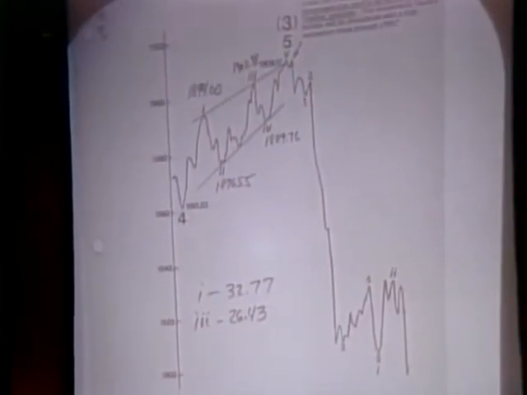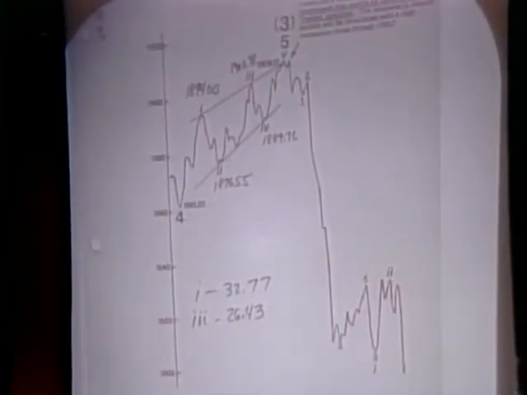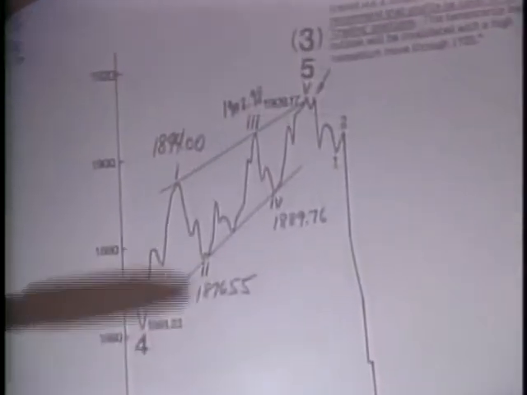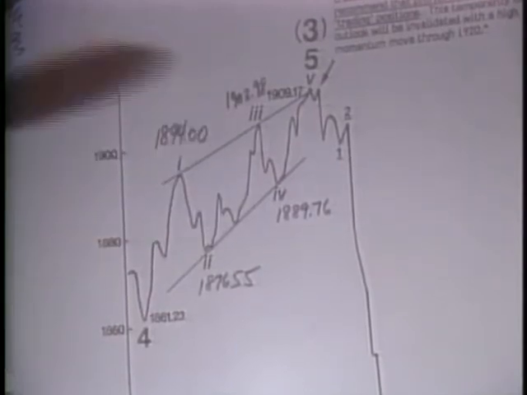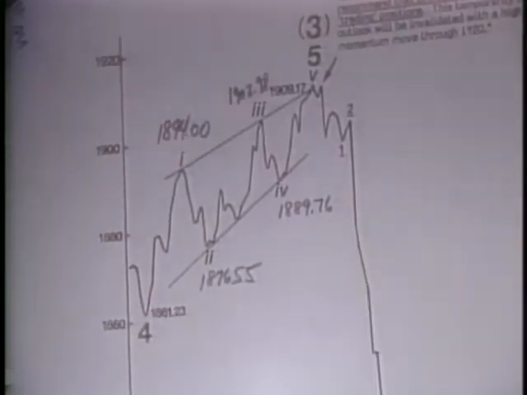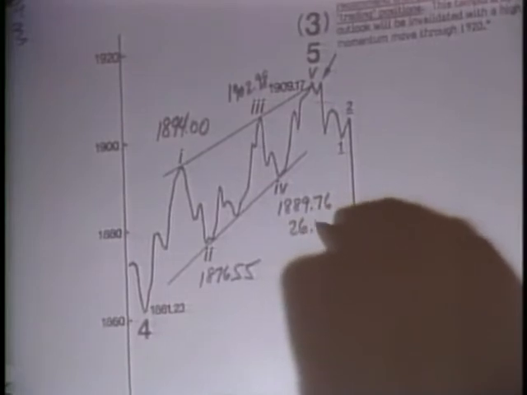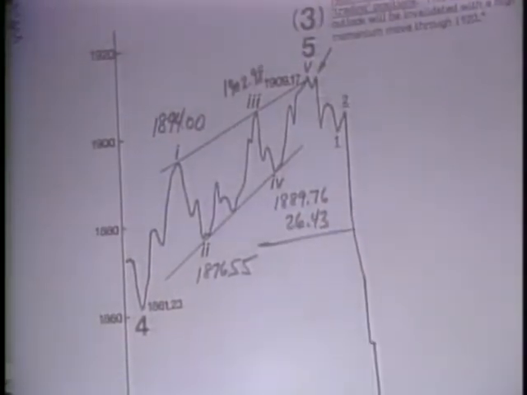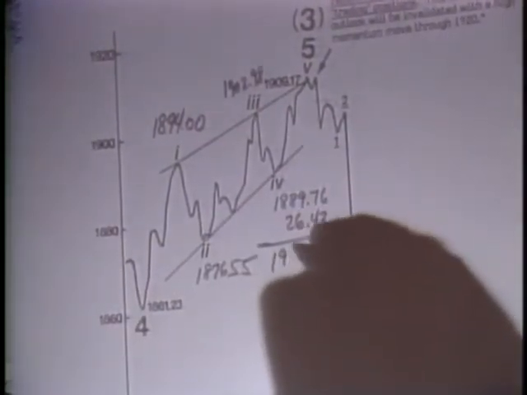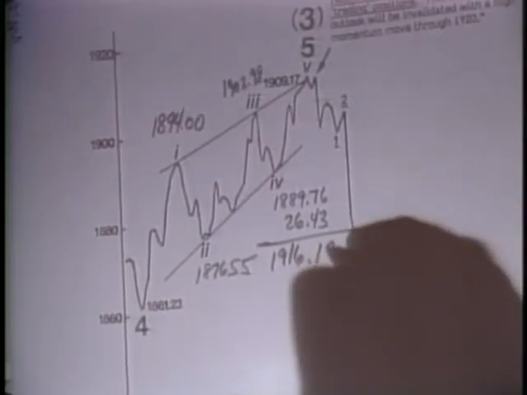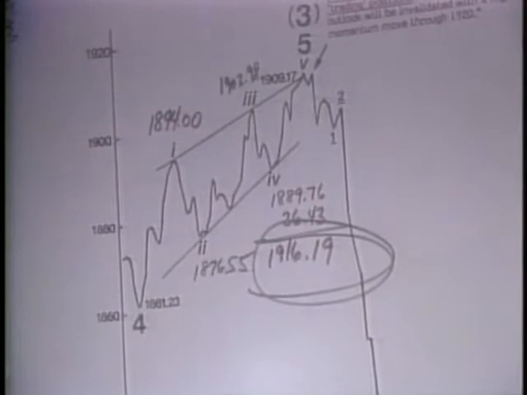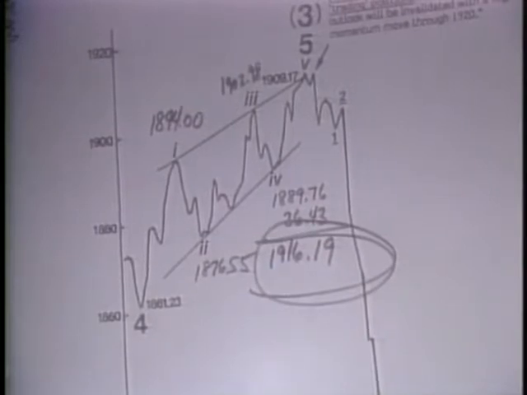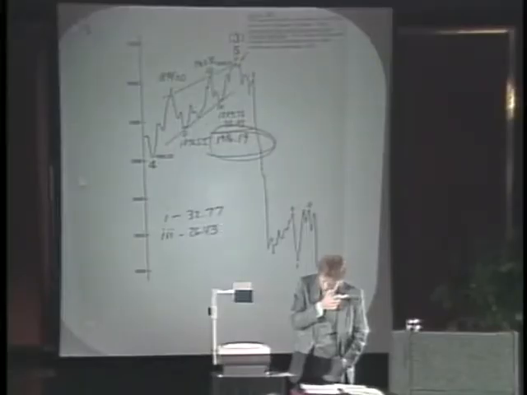What do we know absolutely positively if this is going to be counted as a wave 5? Since 1 is already longer than 3, 5 must be shorter. That means that if we add the length of 3, 26.43, to the bottom of 4, the market cannot exceed that price, or our count is wrong, and we need to get out of the way and reassess and see what else is going on.